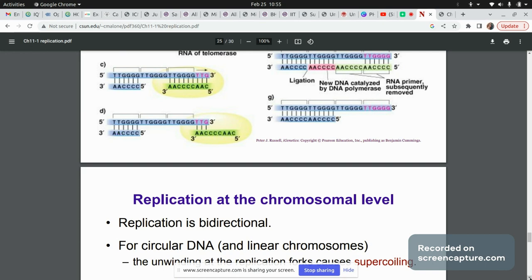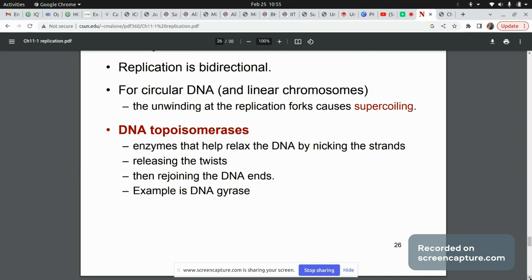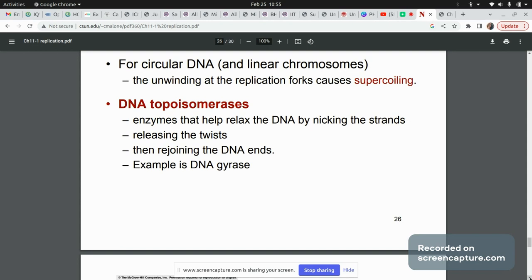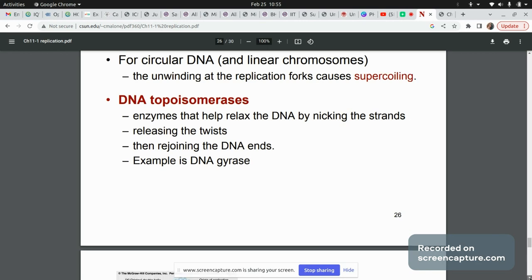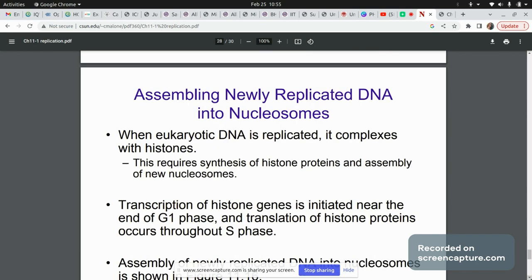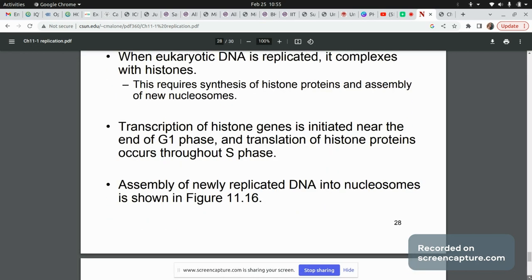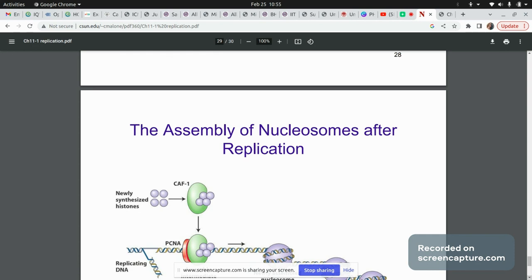Replication at the chromosome level. Replication is bidirectional for circular DNA. The unwinding at the replication fork causes supercoiling. DNA topoisomerase is an enzyme that helps relax the DNA by nicking the strand, releasing the twists, then rejoining the DNA ends. An example is DNA gyrase. Then newly replicated DNA is assembled into nucleosomes. The assembly of nucleosomes after replication.